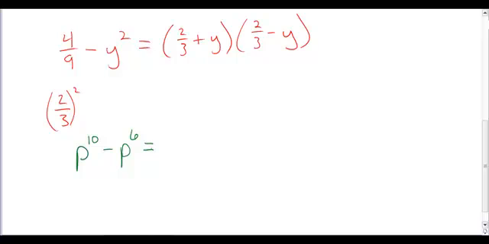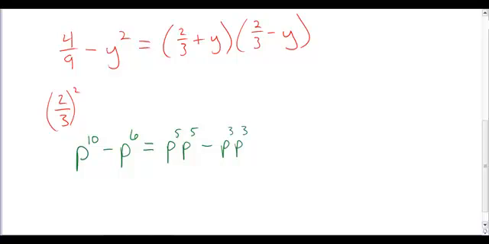If we split p to the 10th into two parts, we could split it into p to the 5th times p to the 5th, right? Or p to the 5th squared. And the same with p to the 6th. It's p to the 3rd times p to the 3rd, or p to the 3rd squared. So it is, in fact, a difference of two squares.